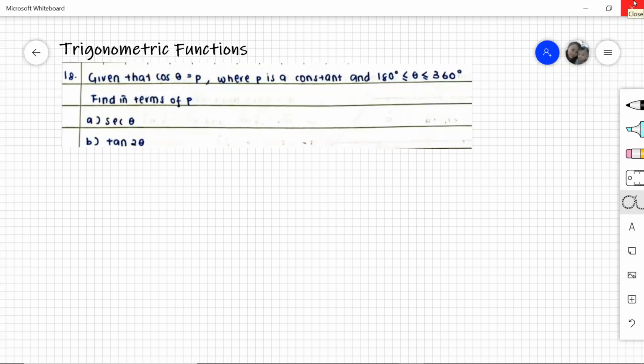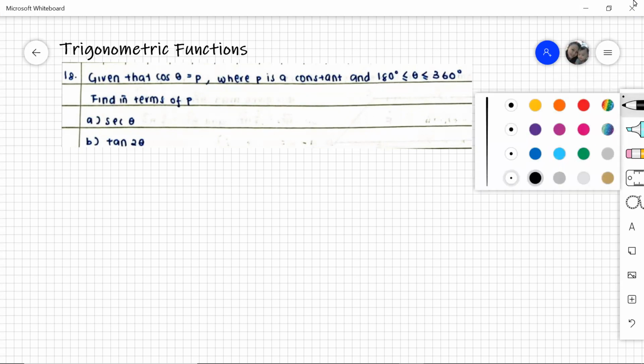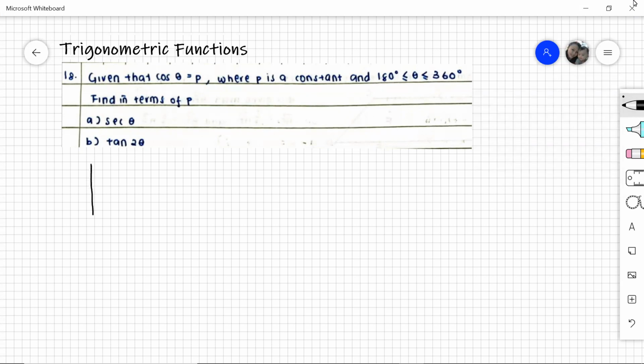Hello everyone. In this video clip, we're going to discuss a question about the trigonometric function. Now, if you are given a trigonometric function, especially like this, what we need to do is to draw a right angle triangle. Before we start solving, we have to just sketch a right angle triangle.